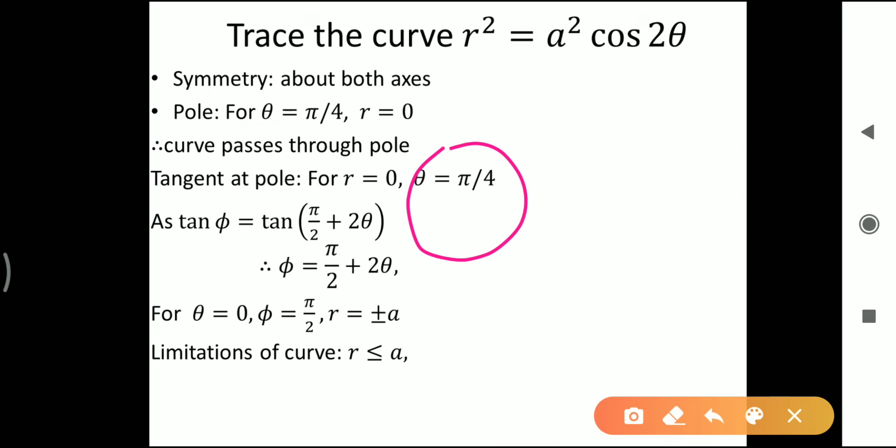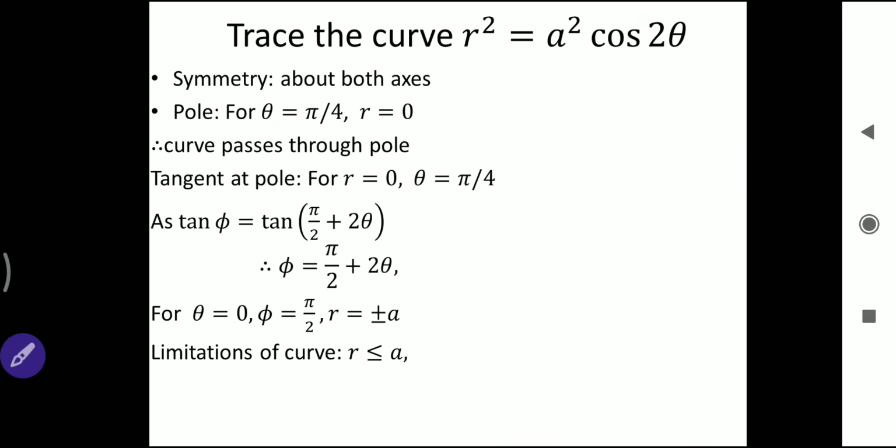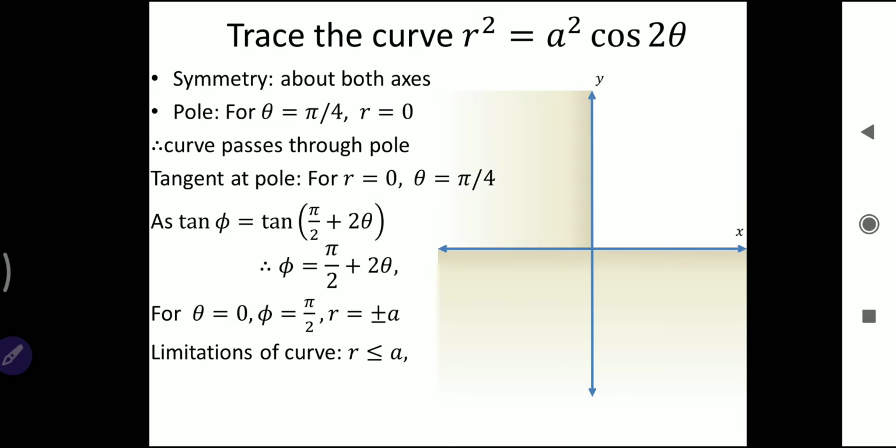So if you look at the curve by the symmetry, first of all, the symmetry is about both the axes, so it is enough if you trace the curve in the first quadrant, because the same kind of thing will be there in the second quadrant. And once you have the upper part, the lower part will again be the same, because symmetry is about the initial line also.